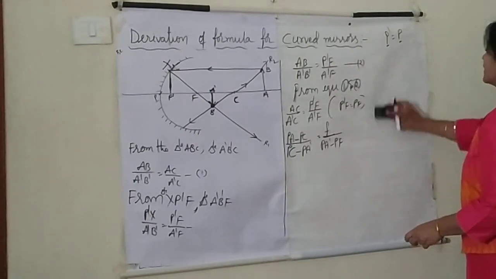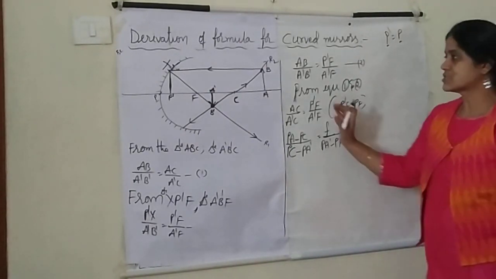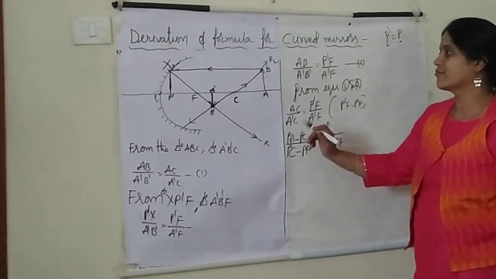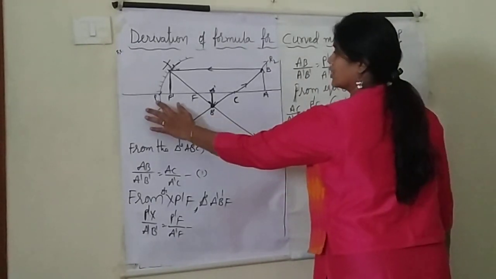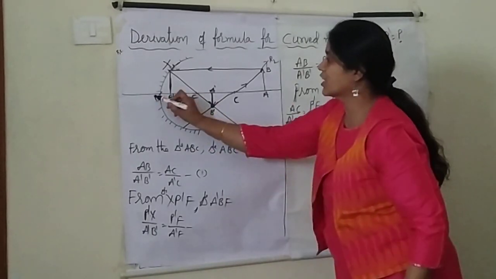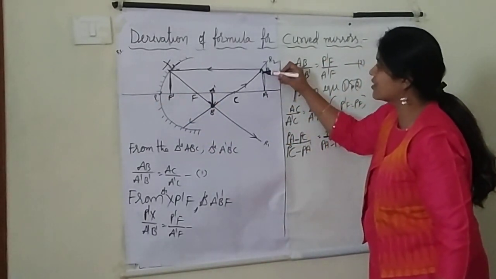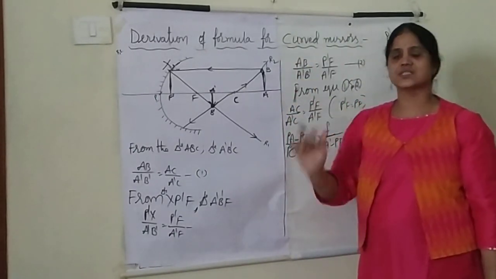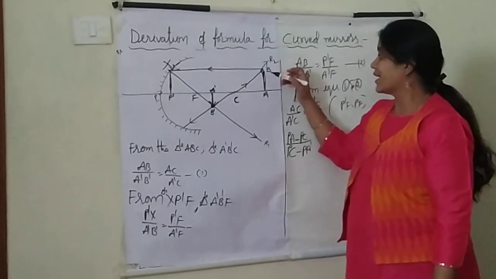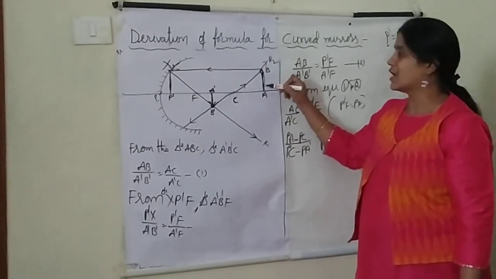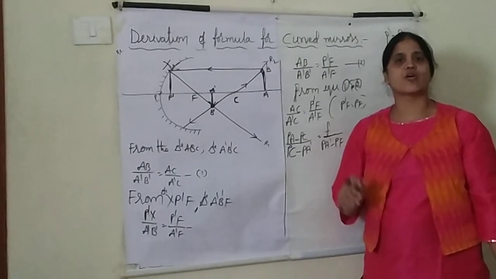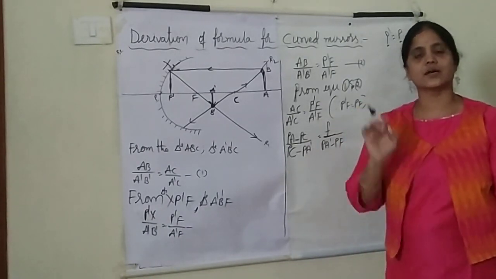So after writing these values, we'll go to the diagram. Here PA, where is PA? Here P to A. So P to A, here A is the object kept. When you measure the distances from the pole, then AB is the object. So that is known as object distance. Object distance is always represented by the letter U.